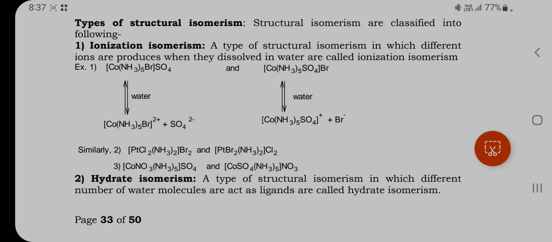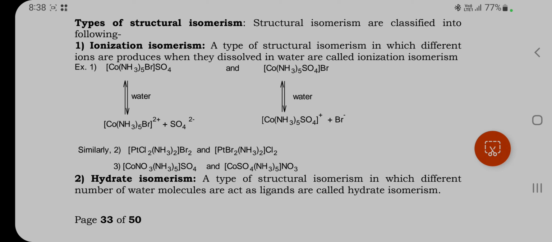So let us move on to the types of structural isomerism. Structural isomerism is further classified, first, into ionization isomerism. In this type of isomerism, different ions are produced when a complex is dissolved in water. Two or more compounds have the same structural formula, but when dissolved in water, they dissociate into different ions.